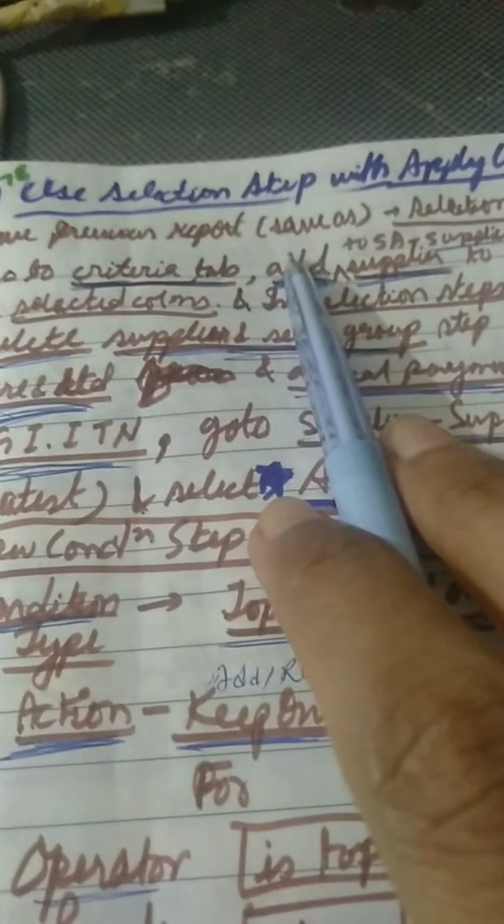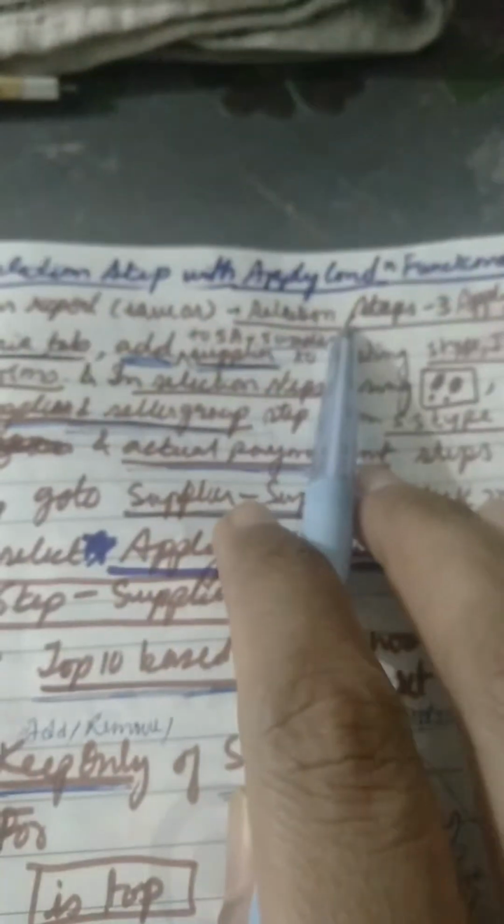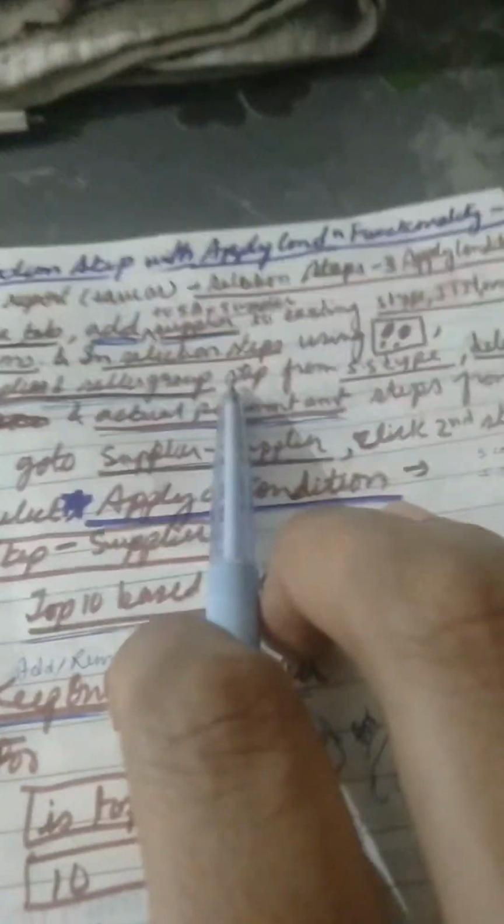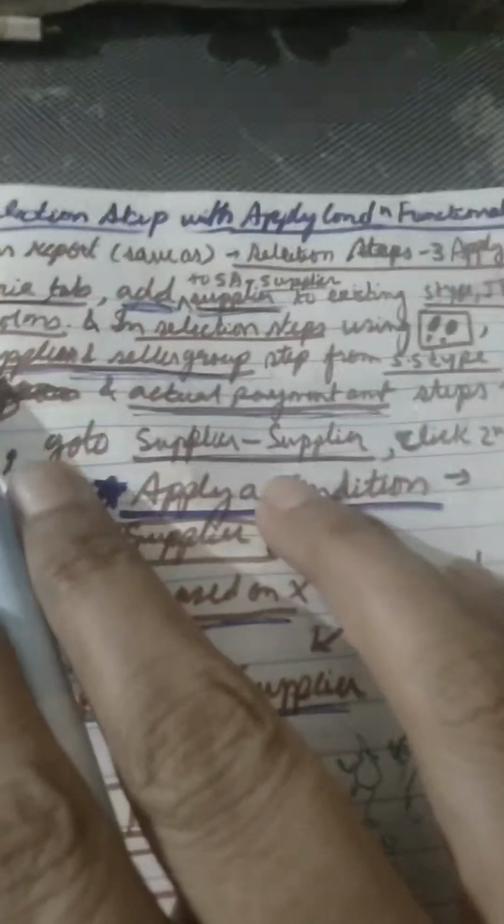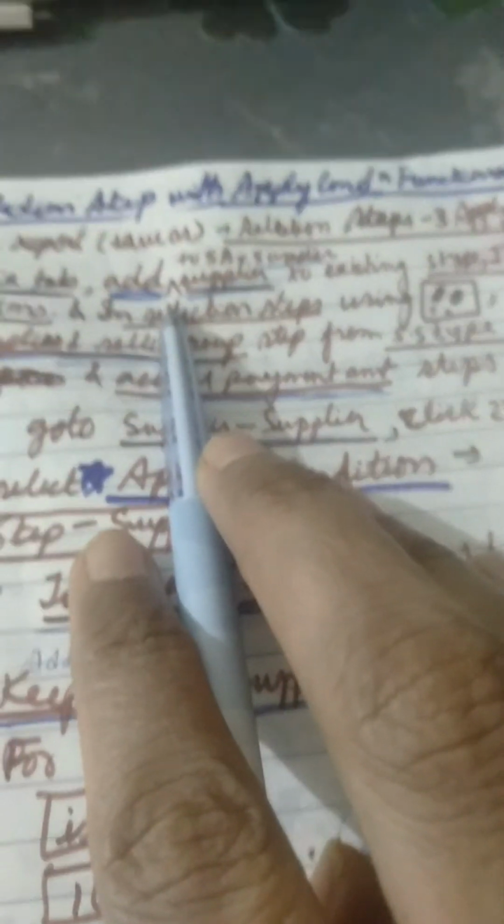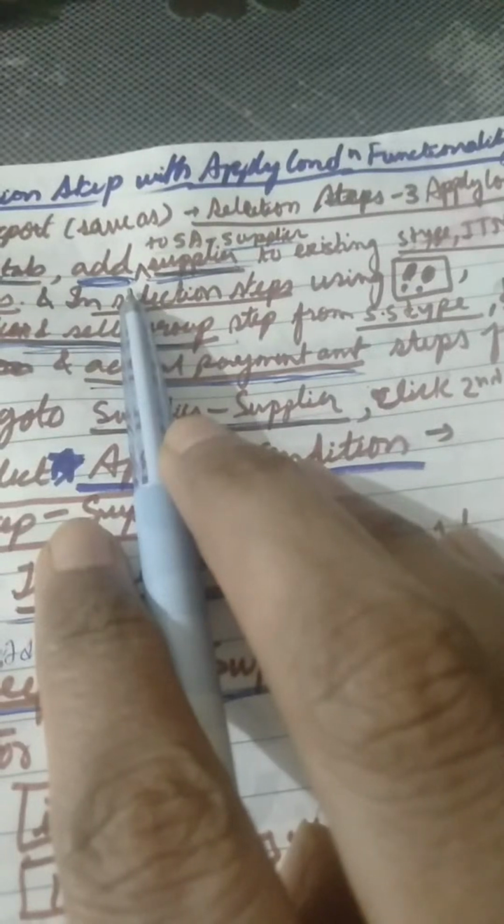The next step is to apply a conditional functionality, or to apply a condition for a selection step. In the previous report I have done a save as with another report, and I'll be using the same one. Now for the selection step, right now what I'm doing is we'll go to the criteria tab, add a... just a moment.